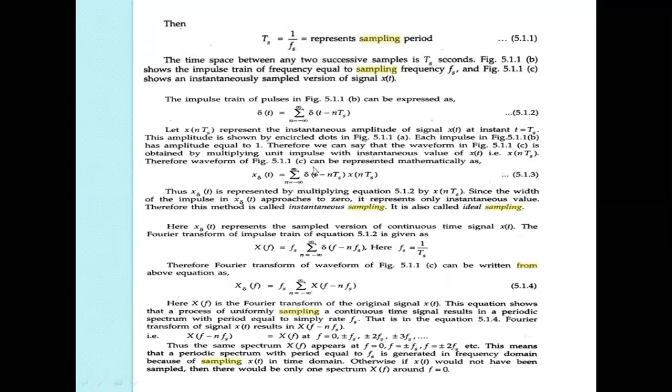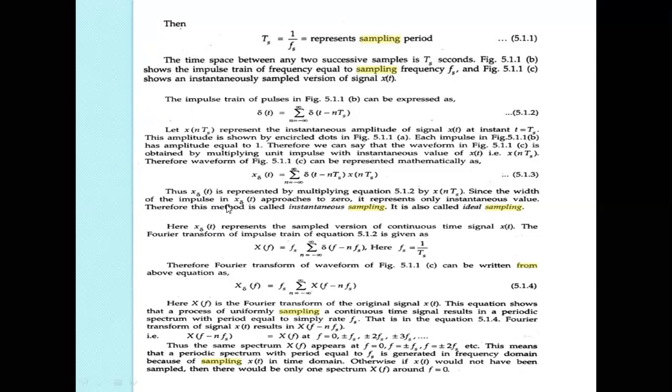You see here, we are multiplying the unit impulse with the instantaneous values of x of t, that is x of n into Ts. You can write this as x of t, nothing is wrong. x of n into Ts is also fine. So x delta of t is equal to the sum of n equal to minus infinity to infinity of x of t delta of t minus n into Ts. Thus, x delta of t is represented by multiplying the equations, giving x delta of t as x of n into Ts.